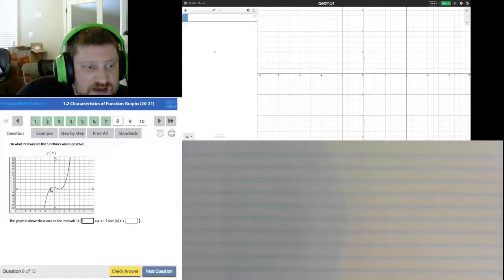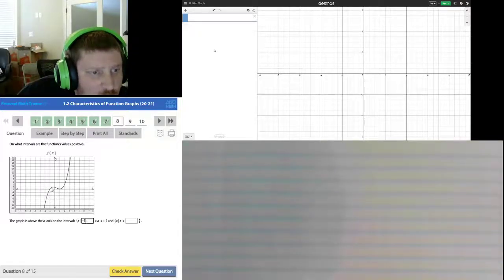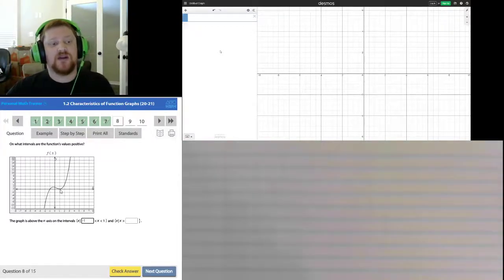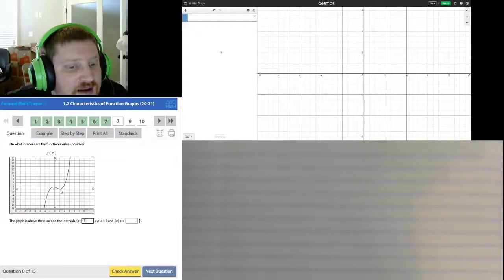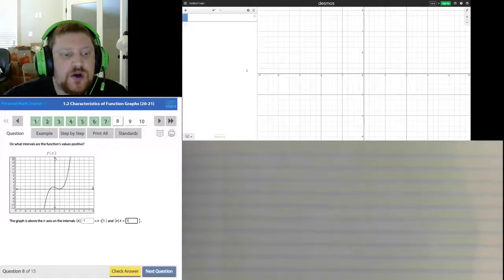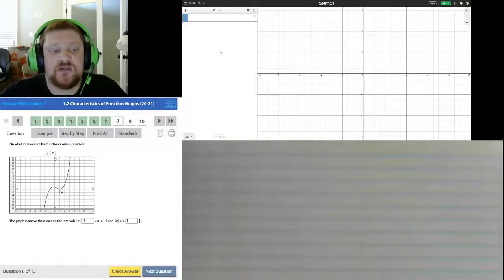In this case, it looks like it comes above the y-axis at -1. Stays above the y-axis until it hits 1, at which point it's 0. Remember, 0 is not positive or negative. And then it continues to be positive for the rest of the time. So that means we have -1 to 1 and 1 to infinity. Or in this case, they've just left it as x is greater than 1. Do notice that none of these are inclusive, because at this point it's 0, which is not positive, and at this point it's 0, which is also not positive.